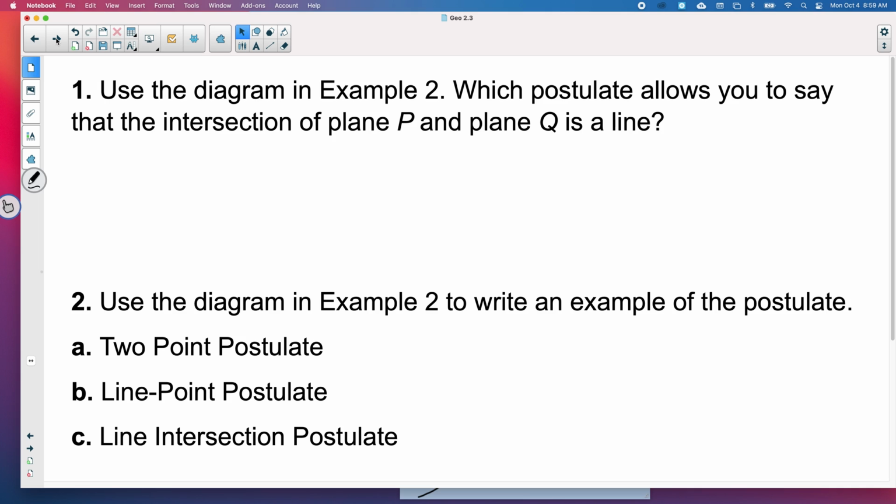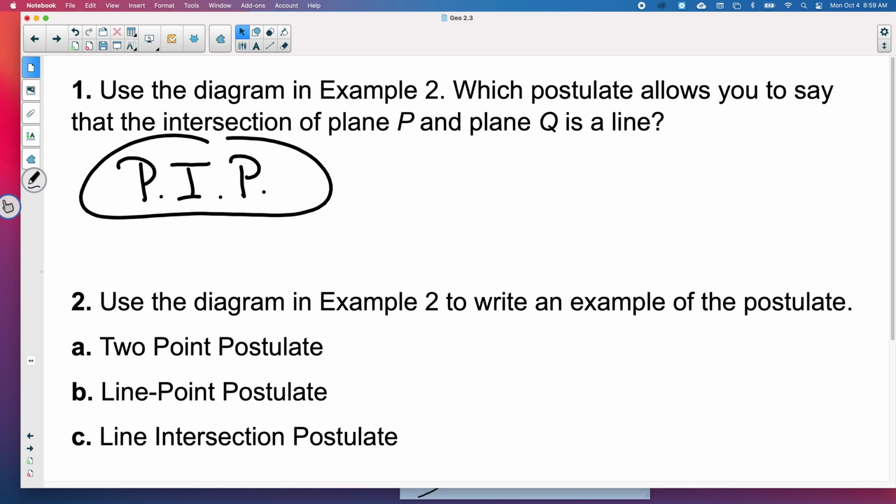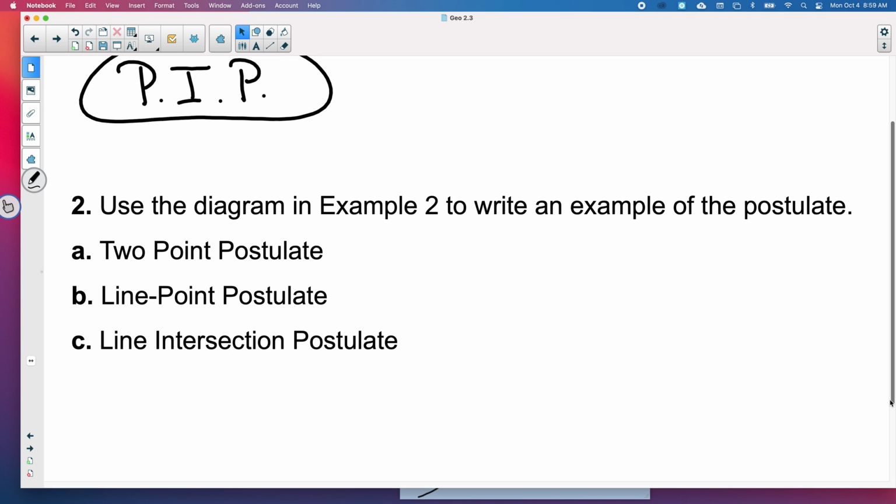All right. So this says, using the diagram in example 2, which postulate allows you to say that the intersection of plane P and plane Q is a line? So what was the name of the postulate that says 2 planes intersect in a line? Plane intersection postulate? Okay. That's all you have to say there.